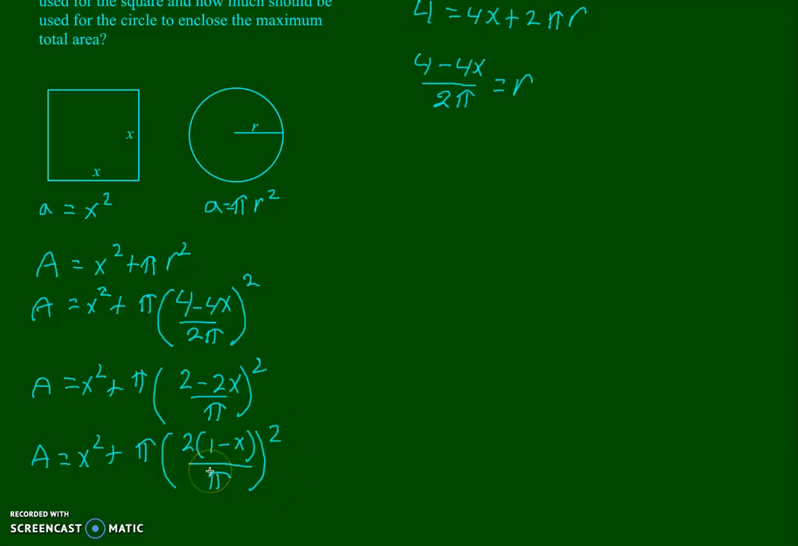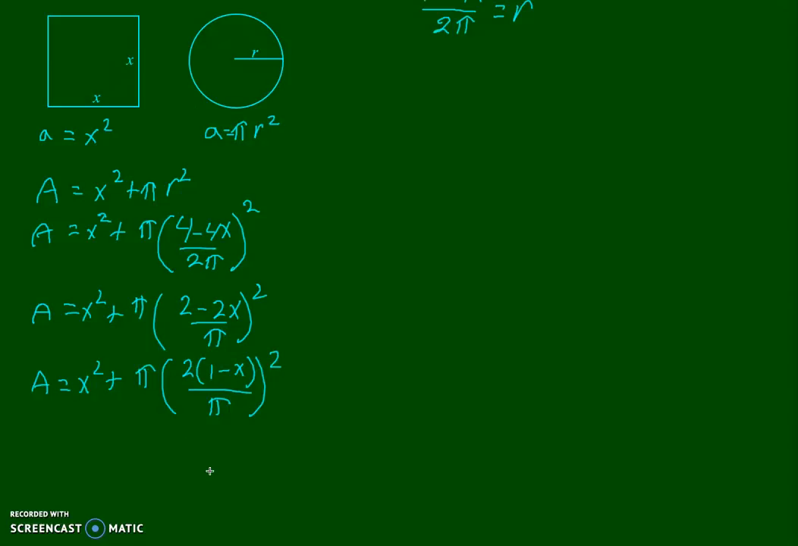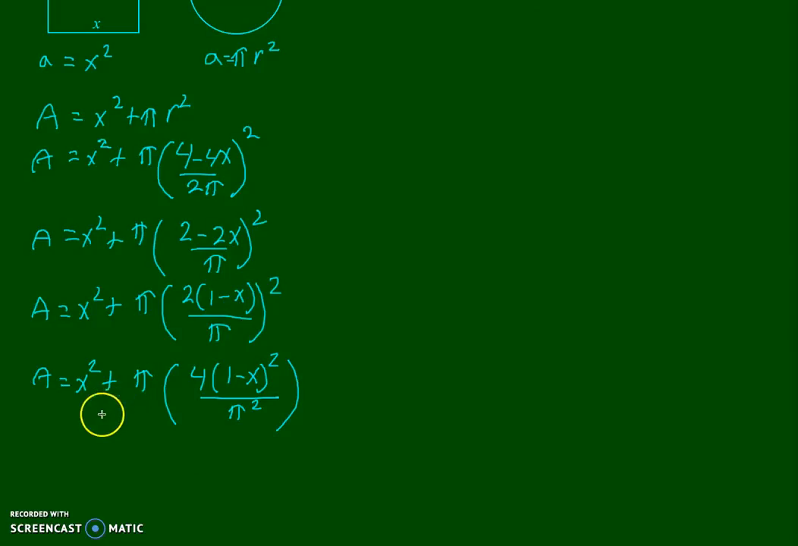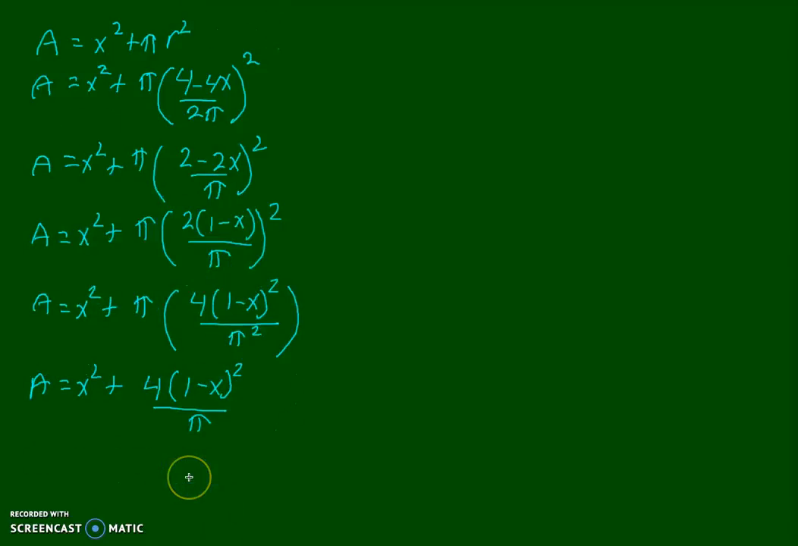Now I can square all of these terms in here and make it a little simpler. So area is x squared plus pi times 4 times 1 minus x squared over pi squared. These pi's cancel out, and we have x squared plus 4 times 1 minus x squared all over pi. Now we should be able to differentiate this.